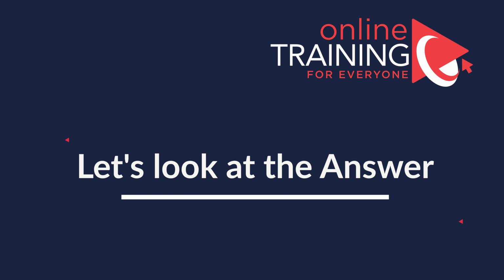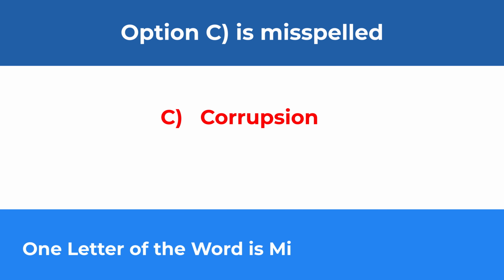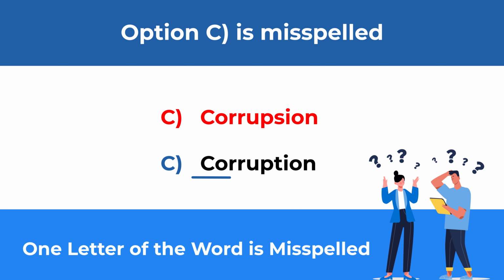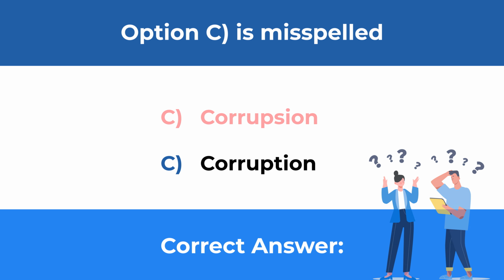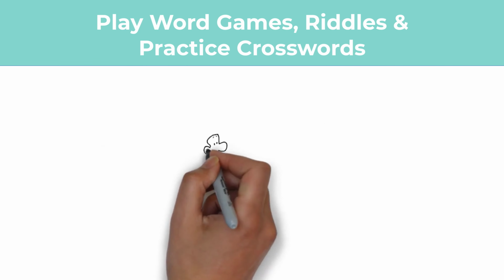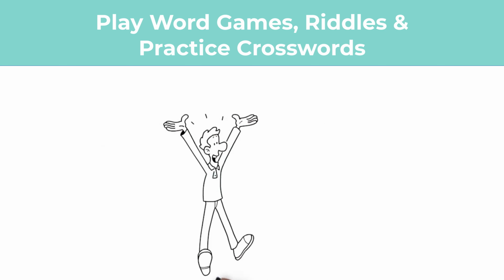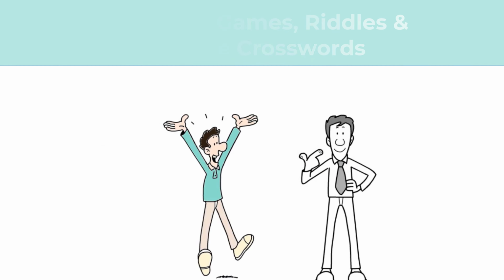If you look closely, you see that the word corruption is misspelled. The correct spelling is C-O-R-R-U-P-T-I-O-N. So the correct choice here is choice C, word corruption. If you're interested in improving your knowledge of word spelling, you can play word games, read a lot, and then practice crosswords and puzzles.